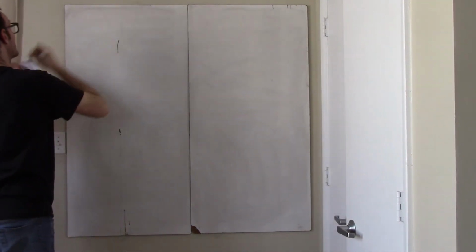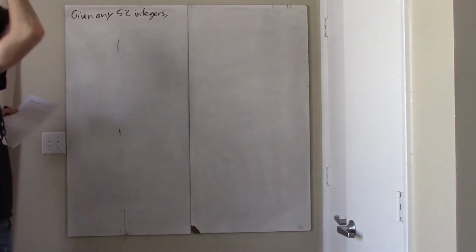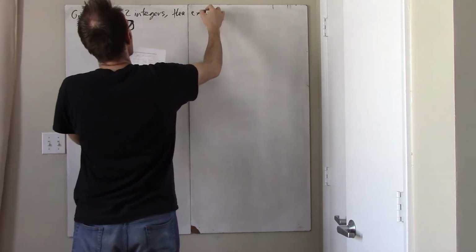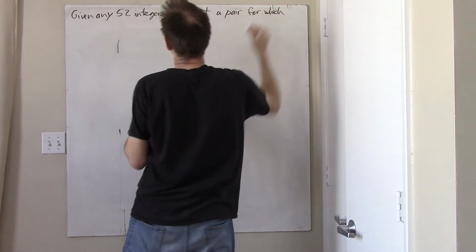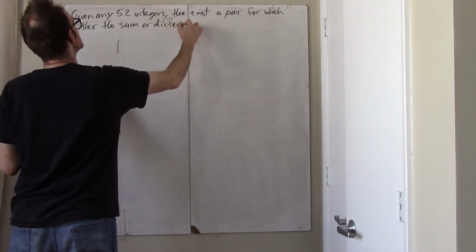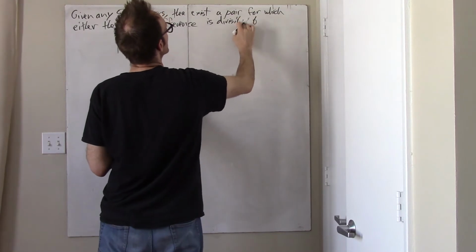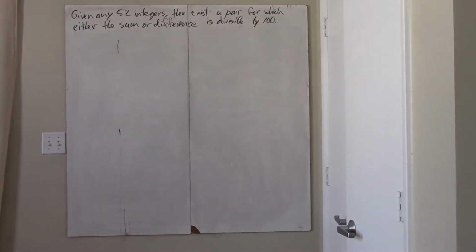So, here we go. Here is a problem on page 5. Here's what it says. Show that given any 52 integers, there exist 2 of them whose sum or else whose difference is divisible by 100. There exists a pair for which either the sum or difference is divisible by 100. Okay. I got this problem just barely. It's not super hard, but starting to get pretty hard. Given any 52 integers, there exist 2 of them whose sum or whose difference is divisible by 100.